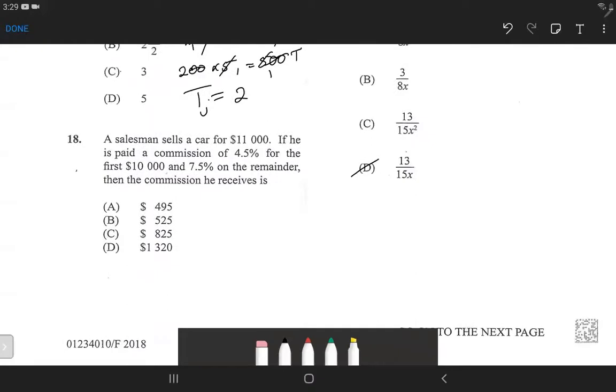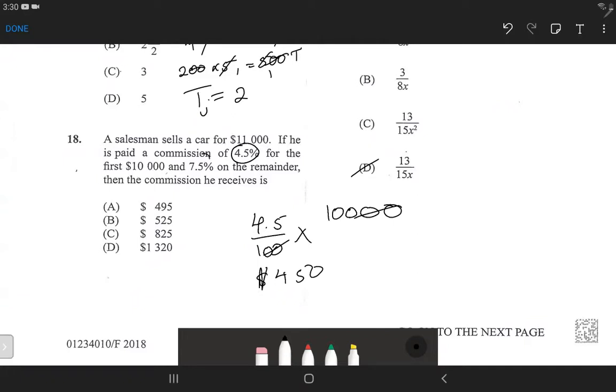A salesman sells a car for $11,000 and he is paid commission of 4.5% of the first $10,000 and then 7.5% on the remainder. The commission he receives is, well, he's paid 4.5% on the first 10,000. So you have 4.5 over 100 multiplied by 10,000. Cancel down, so you get $450 here. That's the first amount.